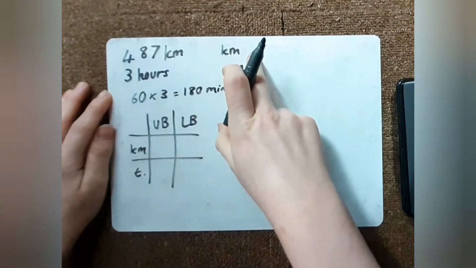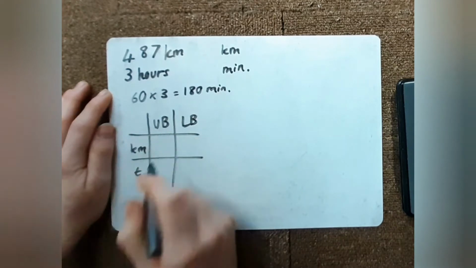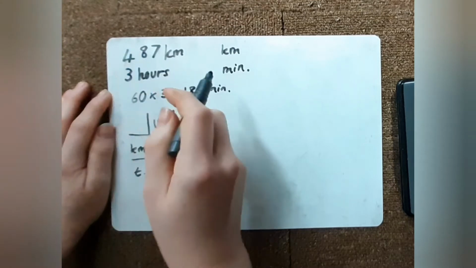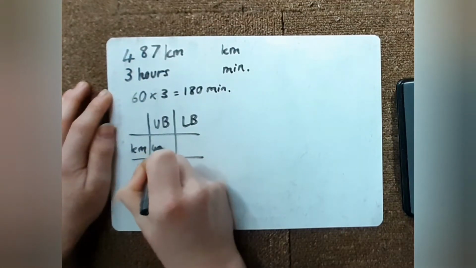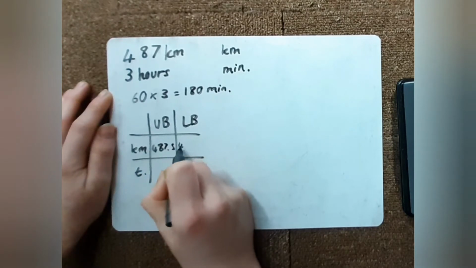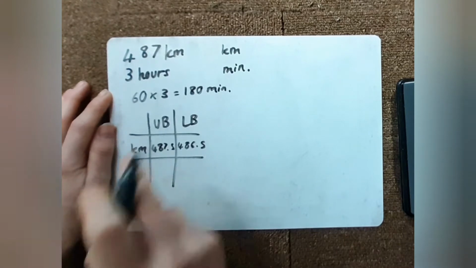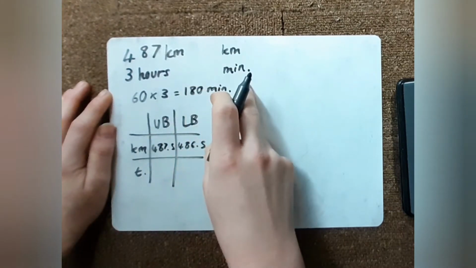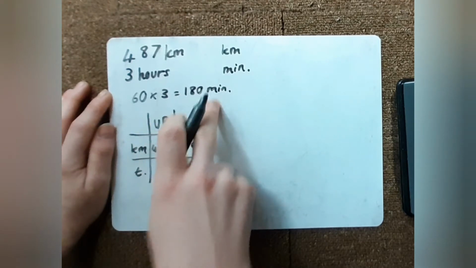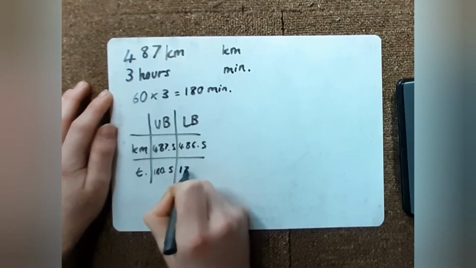So since the distance is being measured to the nearest kilometre, we can have half a kilometre either side. So we can either have 487.5 or 0.5 below that. So our upper bound will be 487.5, and then our lower bound will be 486.5. And then similarly with the time, if it's to the nearest minute, we can either have 180.5 or 179.5. So I'll have both of those written in here.